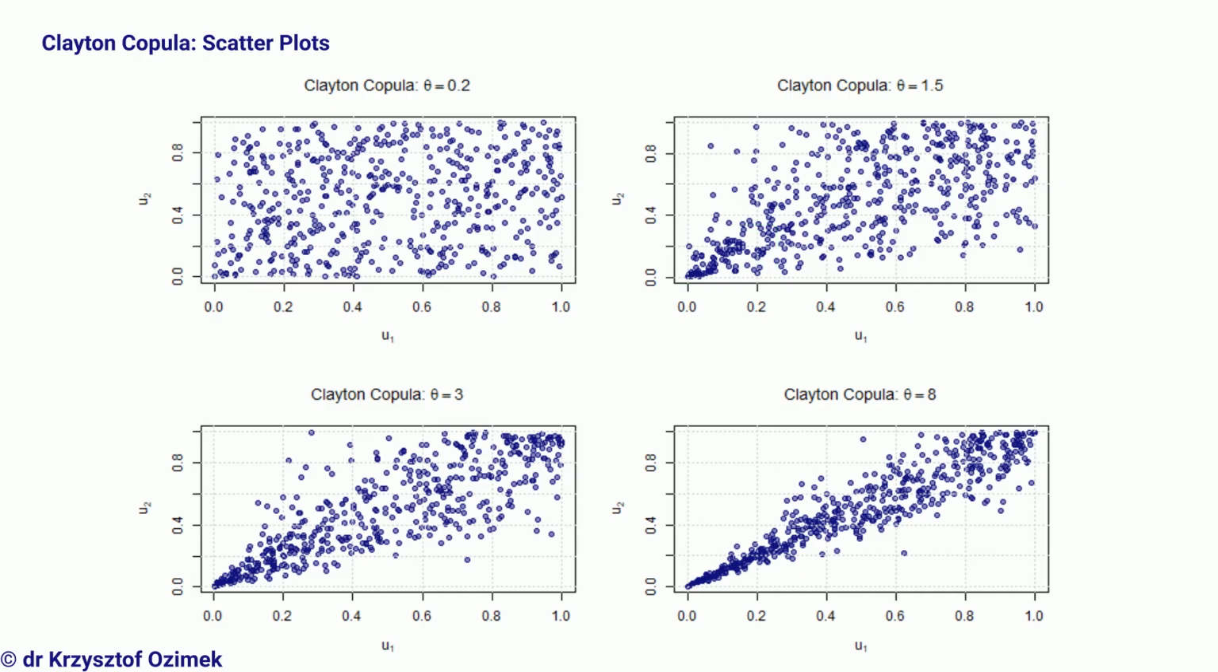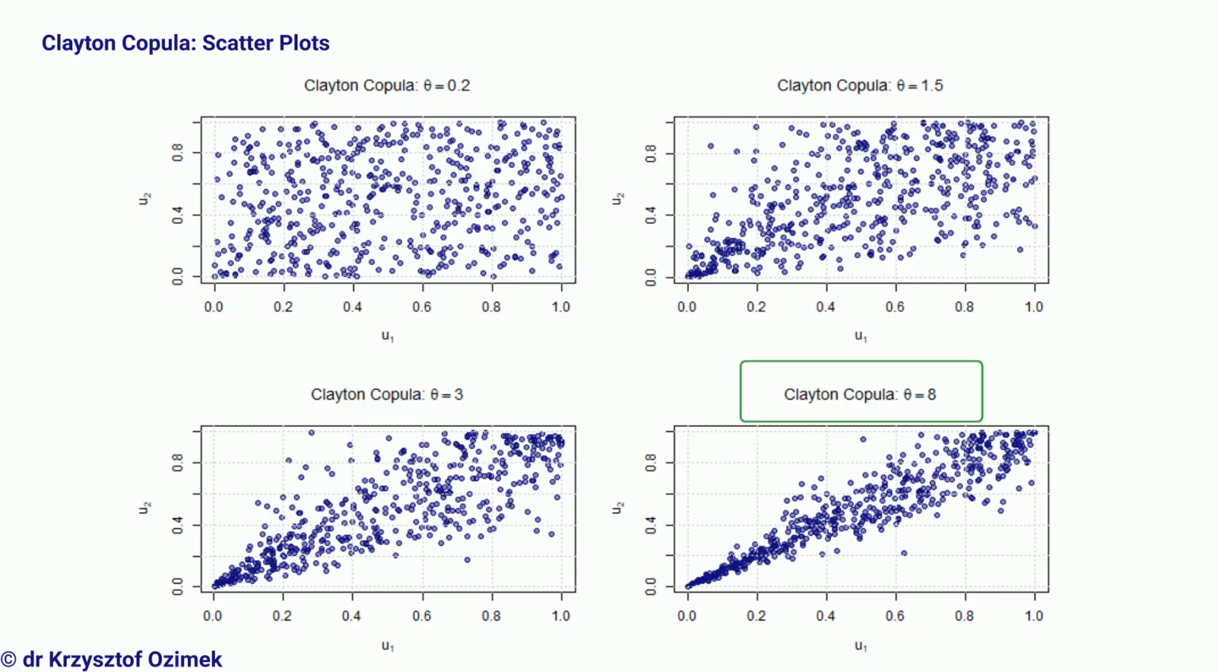For example, when theta equals 3, you can clearly see some alignment in the lower ranges of u1 and u2 near the value of 0. This alignment is more distinct than what is observed for theta equal to 1.5. This type of correlation, focused on the lower tails, is precisely what the Clayton copula is designed to model.